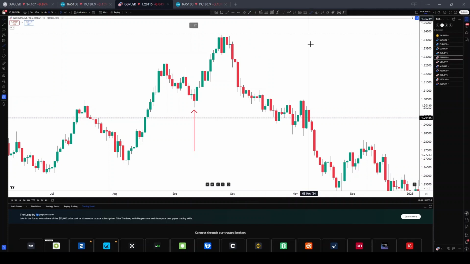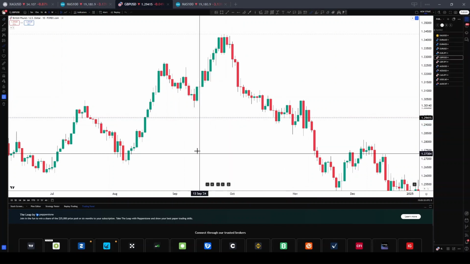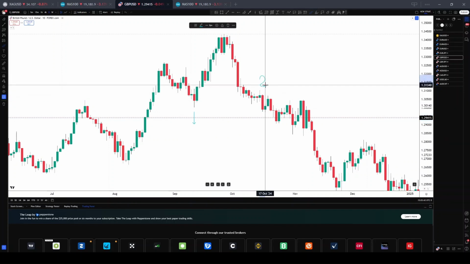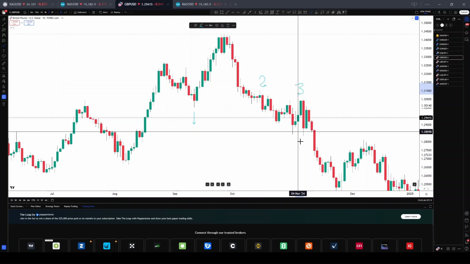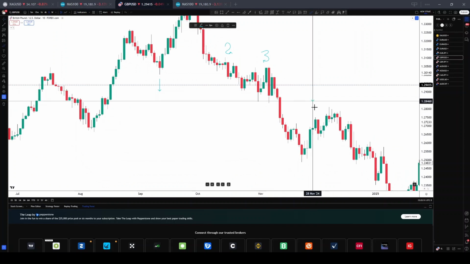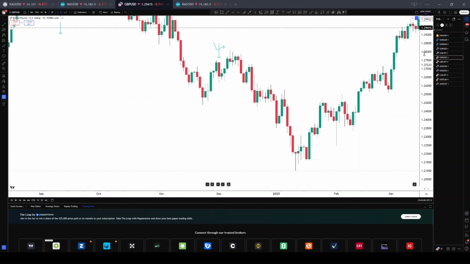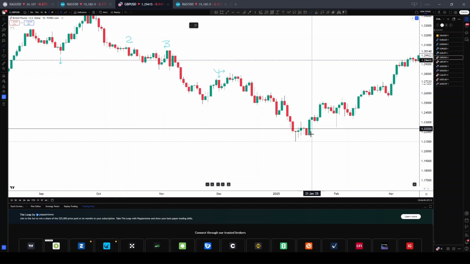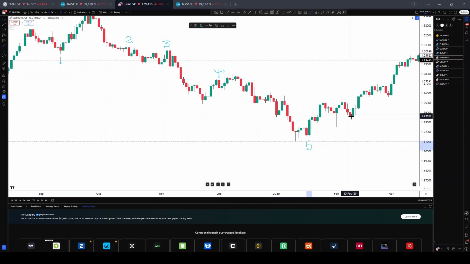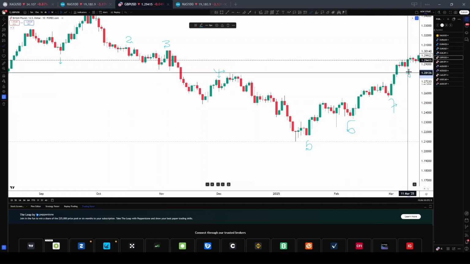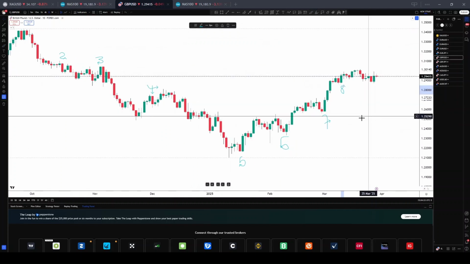So I would call them candlestick pattern. Let me just do something here. Candlestick pattern 1, candlestick pattern 2, candlestick pattern 3, candlestick pattern 4, candlestick pattern 5, 6, 7, 8. Yeah, that's it. Let's work with those.